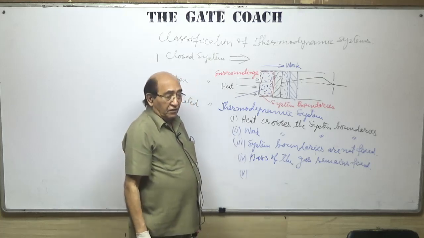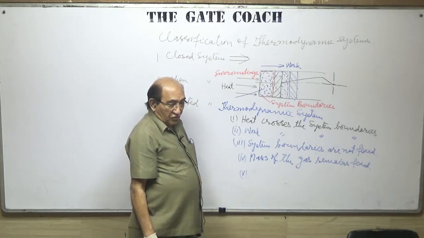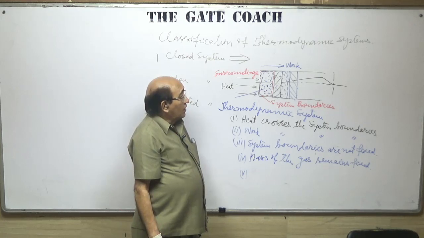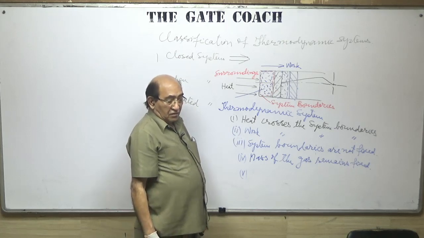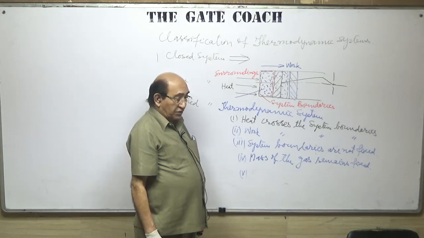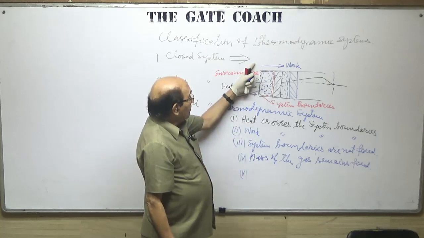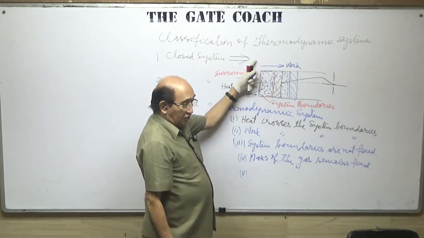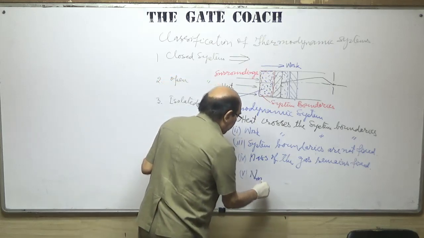Very frequently we will be using the term flow. Flow will be considered when between the system and surroundings there is some effect. If there is no effect, then we will say it is non-flow. For example, here nothing from surroundings had come in, nothing from the system had gone to the surroundings, so it was a non-flow process.